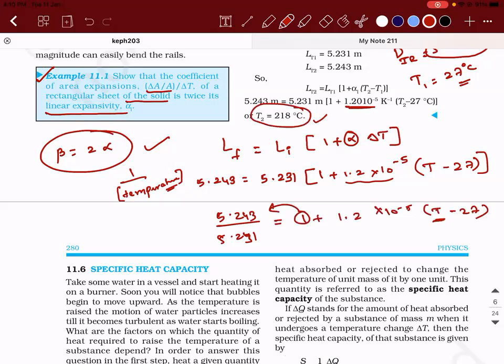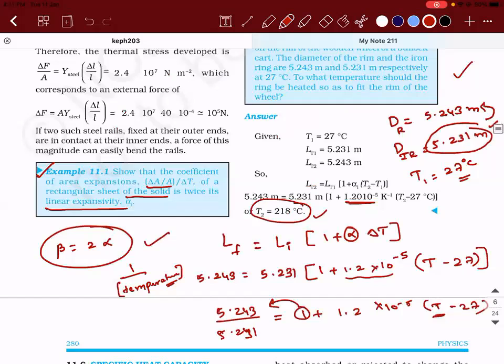Means you need to take the temperature of the material from 27 degrees Celsius to 218 degrees Celsius for this kind of scenario to take place. So here my main objective is to explain how to solve the problem. Calculation, I'm leaving it to you because of time constraints.